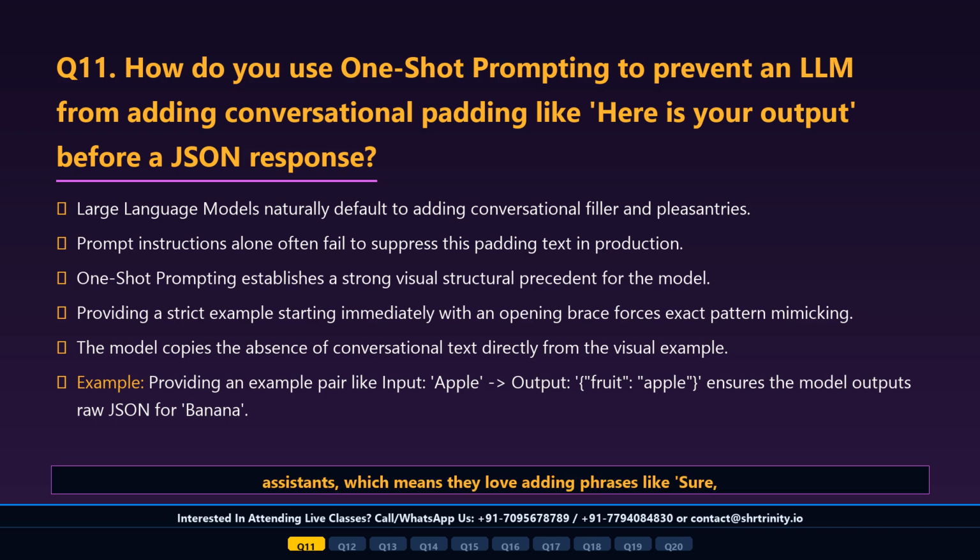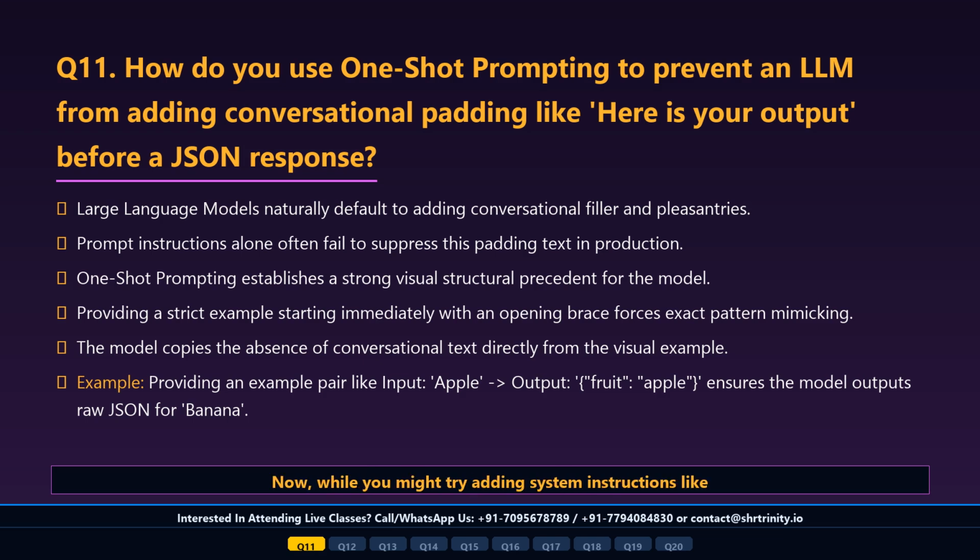Now, while you might try adding system instructions like "do not include conversational text," models often ignore zero-shot system prompts under complex conditions. This is where one-shot prompting shines. By giving the model a single concrete example where the prompt input leads directly to a clean output that begins with an opening curly brace and ends with a closing curly brace, you set a strict mathematical pattern for token generation. The model looks at the structural context of the example and mimics that precise lack of chatty text.